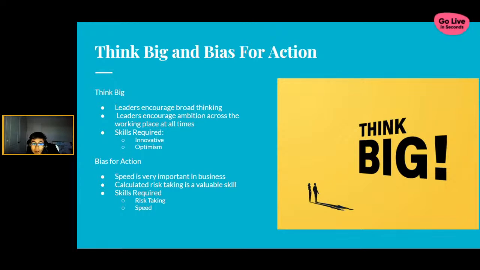Furthermore, bias for action. Speed is a very critical and important part in business, and being a calculated risk taker is a valuable skill. Therefore, good leaders must be able to make these risks and take them confidently as well as take them quickly. As stated, speed is very critical.